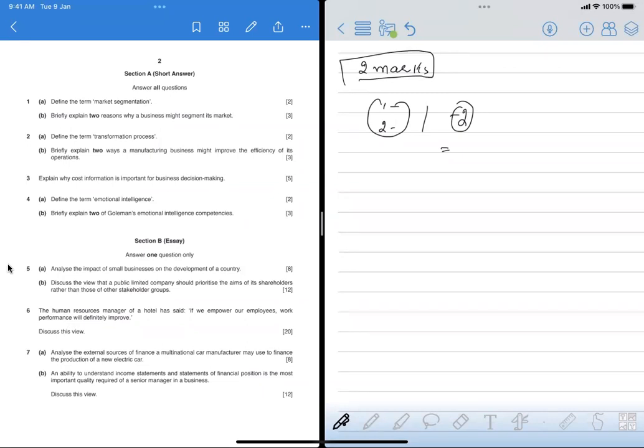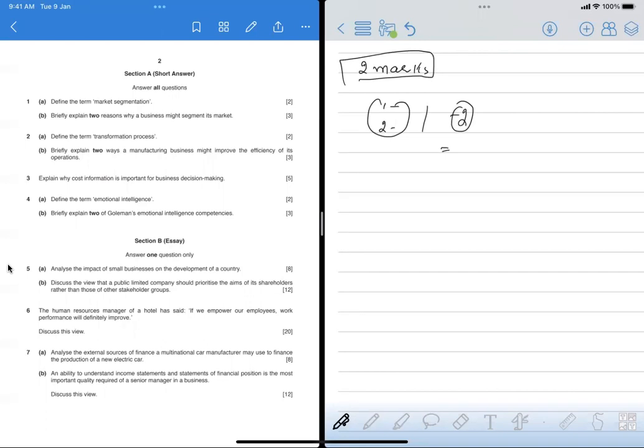Okay, if you look at the question, 2 is bold. It means the examiner wants you to write only 2, not more than that. What we do, we give 1 reason, we give 1 point, and we give a 1 line explanation for that. For example, when we say 2 reasons why the business might segment the market, Adib will say that it allows business to focus and attract the right customer. This will be the point. Then he might explain it further that with the help of that, the business may obtain customer advantage because the business will be having right information about the customer.